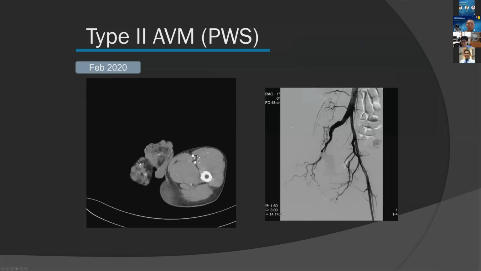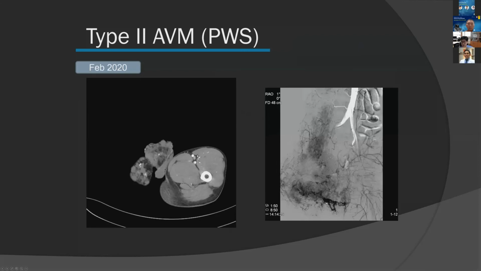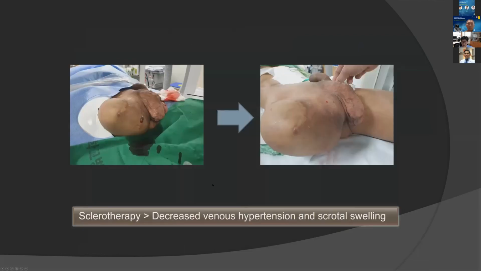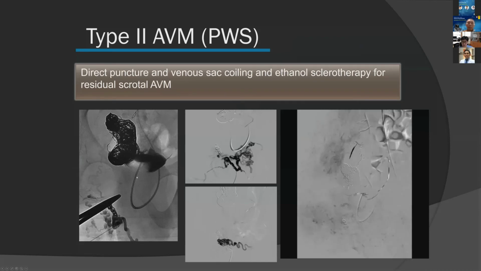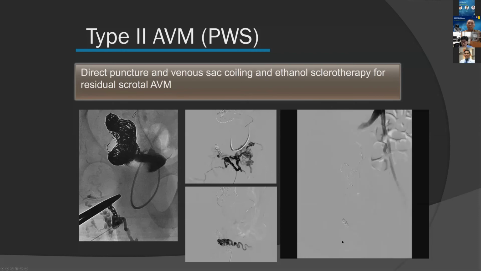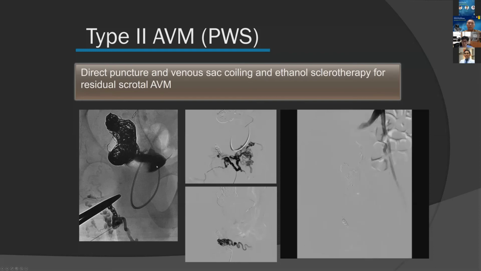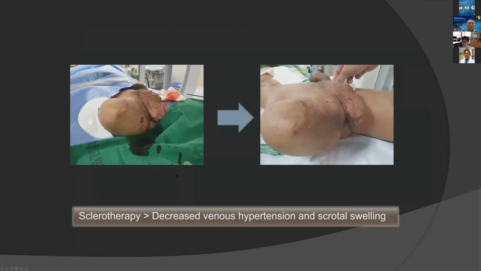So we tried sclerotherapy again. You can see the residual AVM here. I used ethanol sclerotherapy for the scrotal AVM. After that, all the residual AVM disappeared in this patient. After the treatment, venous hypertension and scrotal swelling decreased. You can see the markedly decreased scrotal swelling compared to the previous imaging.